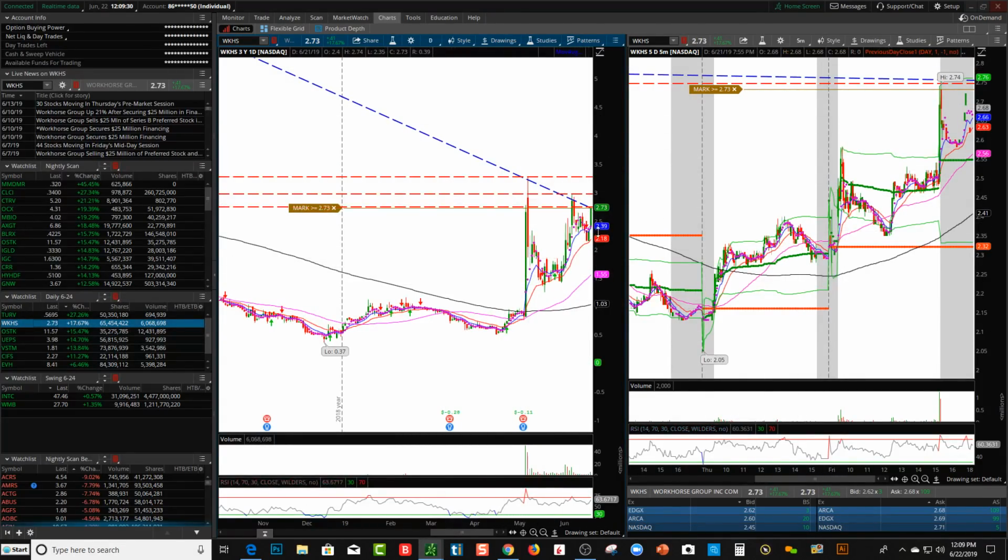Again, you can see the patterns right here. If it breaks out of this handle, $3. And then if it can get above $3 and hold, then it's got some room up to that 3.27 area.